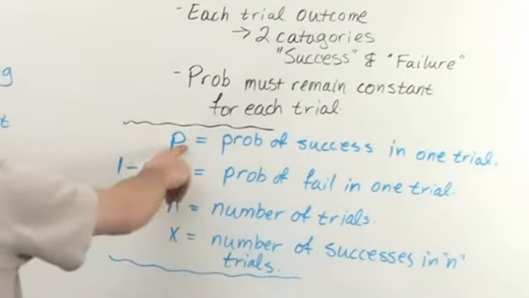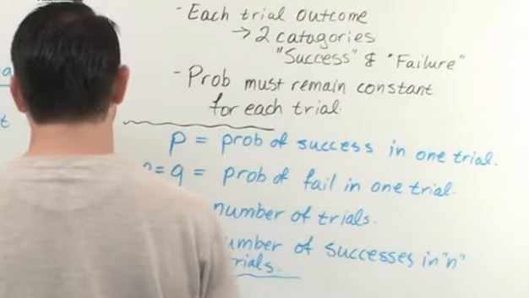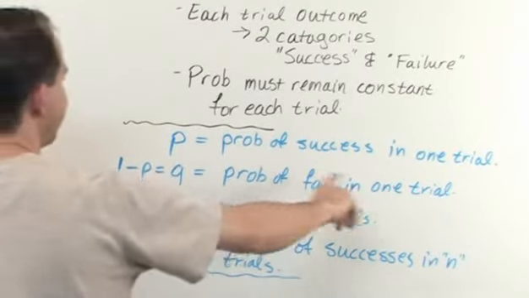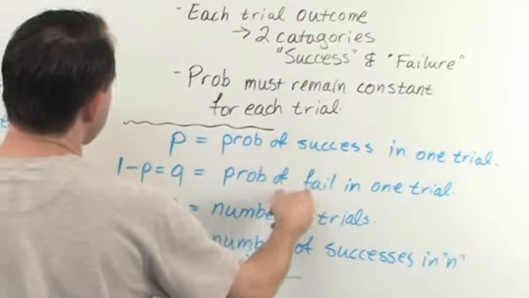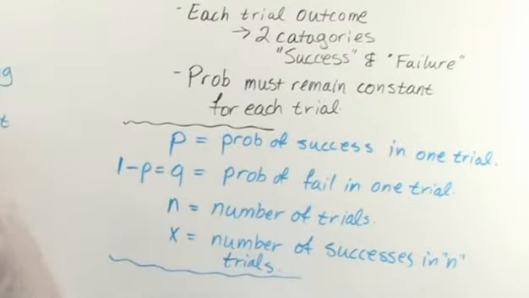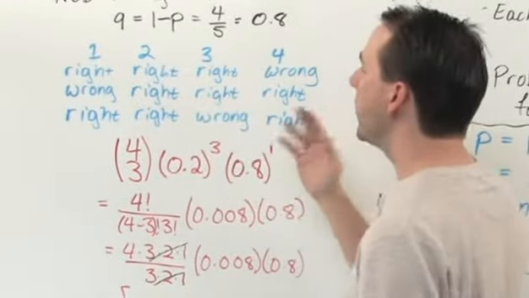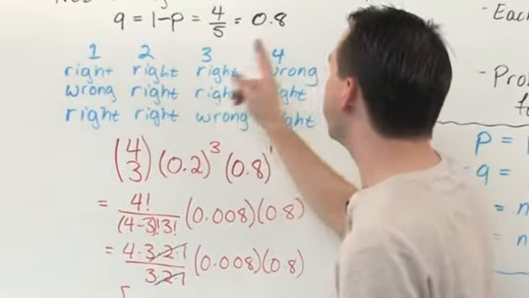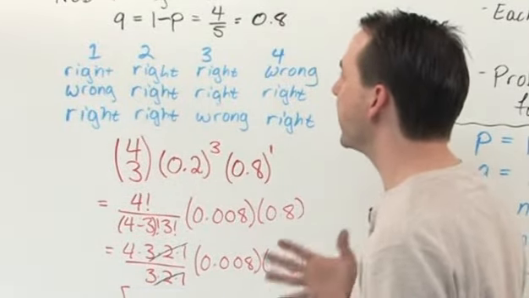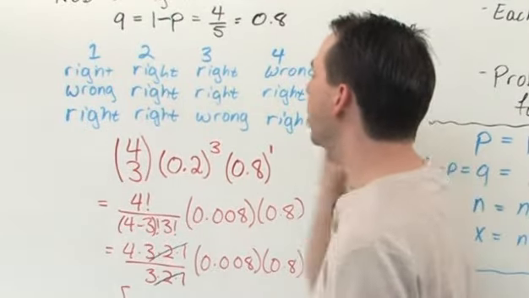P is the probability of success in one trial, okay? Q is the probability of failure. So this is getting the question right, this is getting the question wrong. N is something new I haven't told you about. It's the number of trials. Going back to our particular example, there are 4 trials, 1, 2, 3, 4. Think of them as sort of like events, okay? 1, 2, 3, and 4.